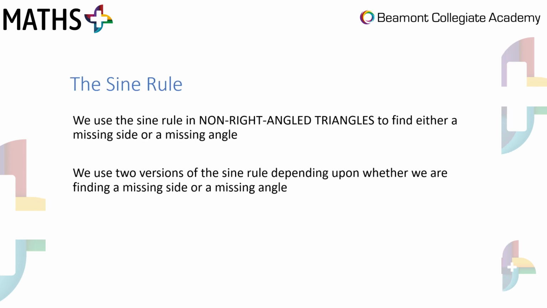So the sine rule, let's just recap what the sine rule is. We use the sine rule in what are called non-right angled triangles to find either a missing side or a missing angle. What I mean by non-right angled triangles is any triangle that doesn't contain a right angle. Now you can use it in right angled triangles, but actually in right angled triangles we should be using SOHCAHTOA. There's two versions of the sine rule depending on whether we're finding a missing side or a missing angle.